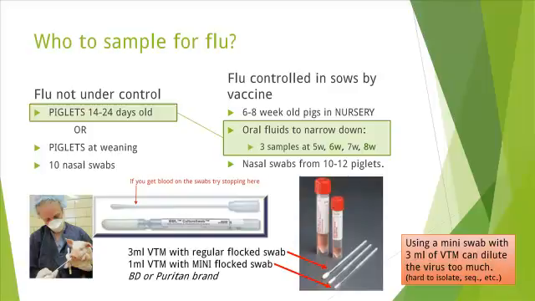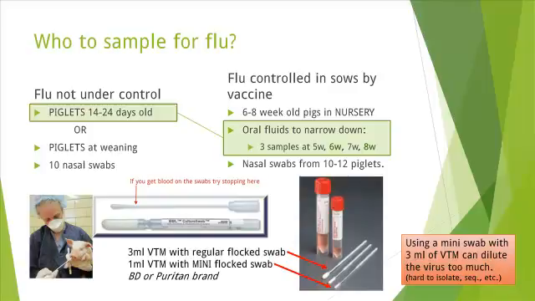So the next scenario is you have a vaccine that's somewhat working or working very well. And that's when I see it peaking in the nursery. So most commonly it's the 6-week-olds, but it can be up to 8-week-olds, depending on how that vaccine antigen works. Sometimes I have seen farms where it doesn't peak until 8 weeks.